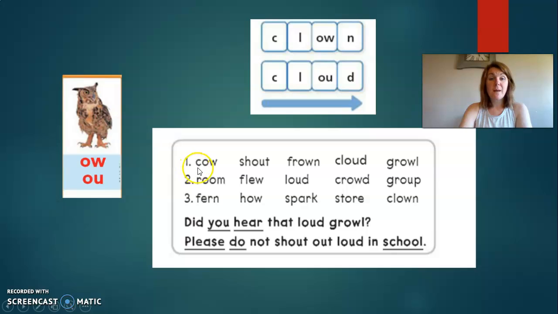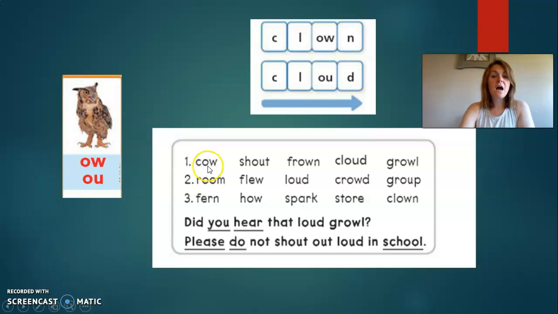Let's read row 1. We're going to tap every sound and then blend them together. That's called decoding and blending. We break it apart and we put it back together. That's how we become good, super readers. If you can read these the fast way, pause the video and then unpause it or press play again to check yourself. Here we go.